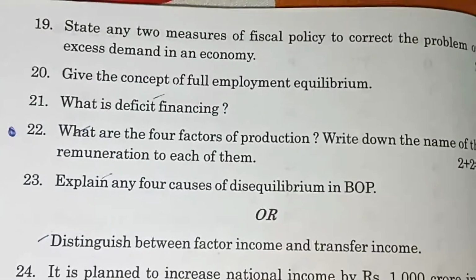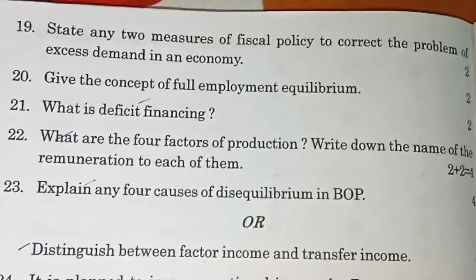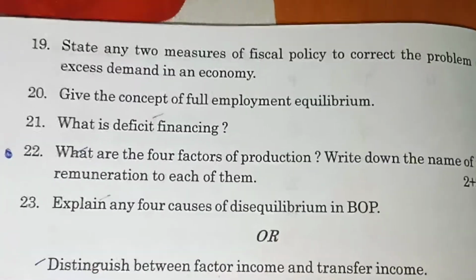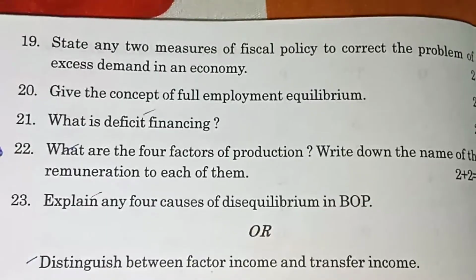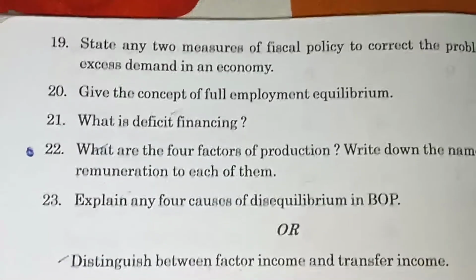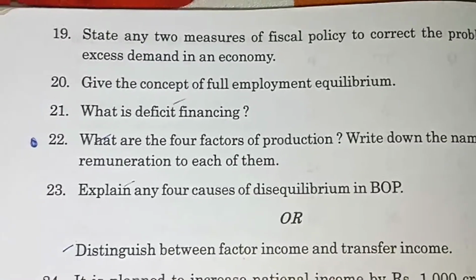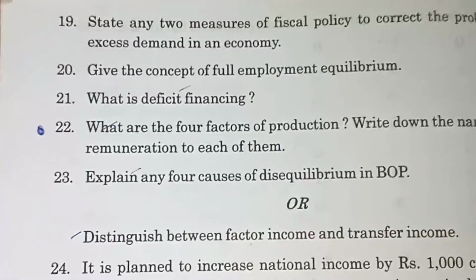State any two measures of fiscal policy to correct the problem of excess demand in an economy. Answer is rise in government expenditure, and second one is rise in taxes. Rise in taxes is the case where the excess demand can be reduced.